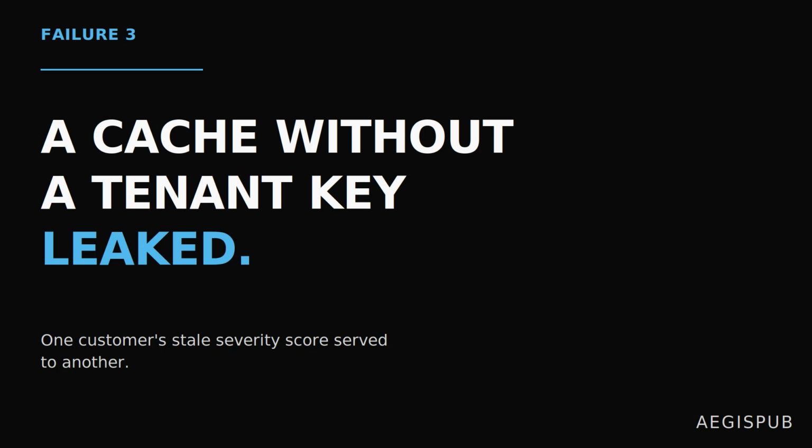The root cause is a shared enrichment cache that was implemented for performance reasons without considering the tenant isolation implications. The cache key was the IOC hash, without a tenant identifier component. The fix is to either make the cache tenant scoped.